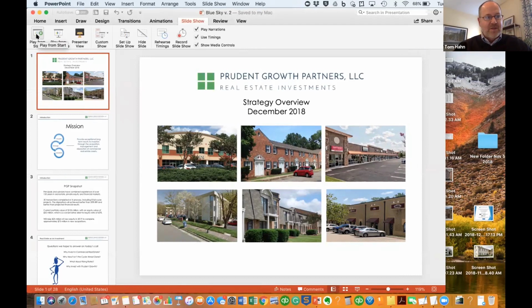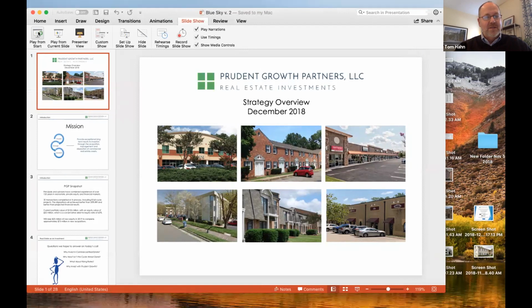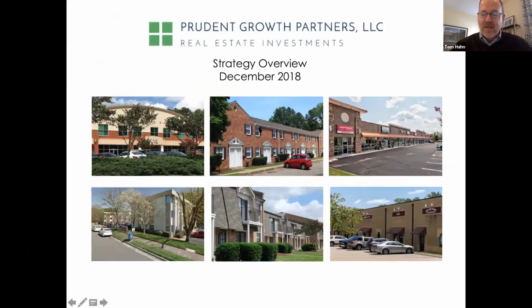So first of all, thanks for the introduction. Excited to be on the call here today. My name is Tom Hahn. I run a company called Prudent Growth Partners, and we are a private real estate syndicator, very similar to what David was talking about on the left side of the scale.